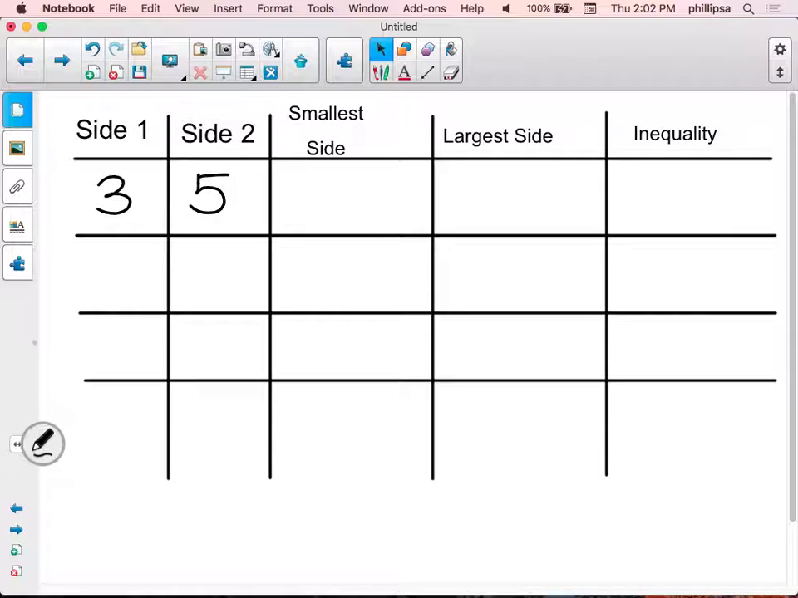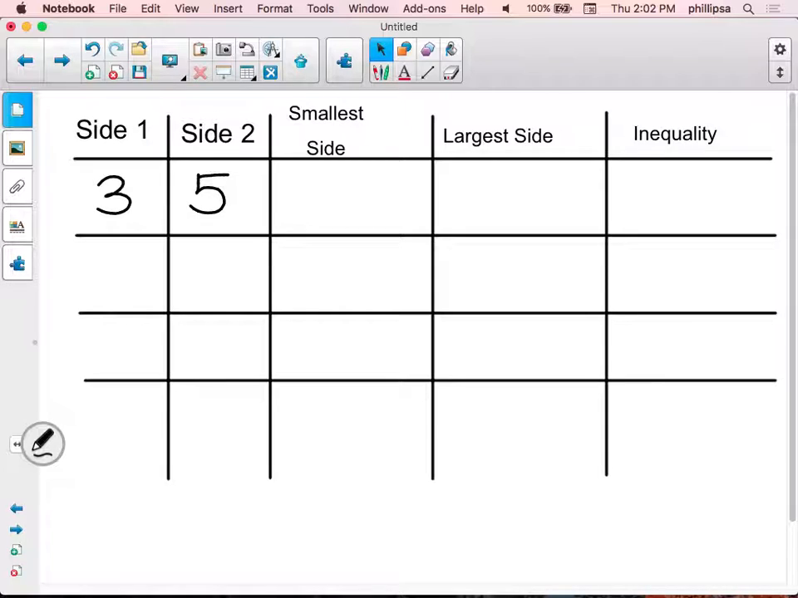The other idea is that 5 could actually be the largest side, right? Where 3 would be one of the 2 smaller sides, which means in that case that the sum of 3 and some other number would have to be greater than 5, right? So you're on the right track, sort of, right? So let's talk about kind of getting some numbers to talk about, right?